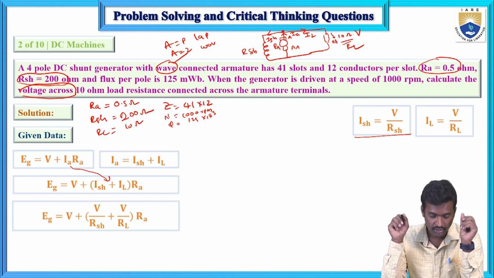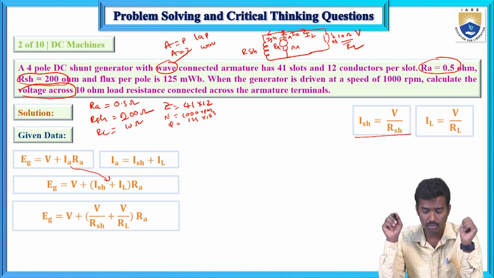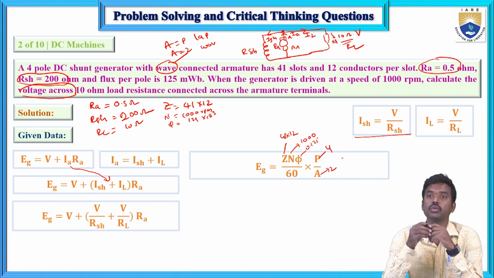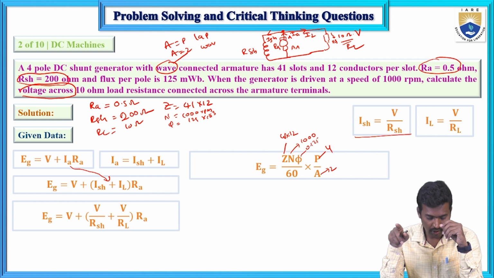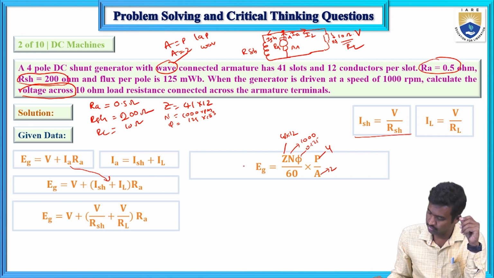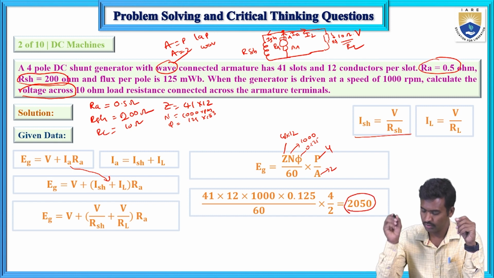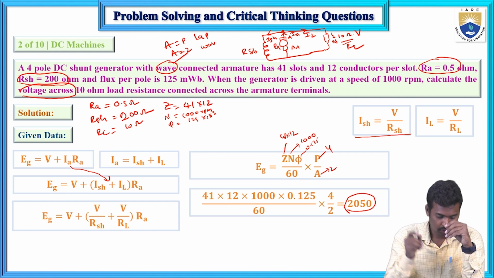Now we know the induced EMF formula, ZN pi by 60 into P by A. Now in that formula, Z equals 41 into 12, N is 1000, flux is 0.125, it is 4 pole, and the number of parallel paths equals 2. Now if you substitute and calculate this induced EMF, you will get 2050.